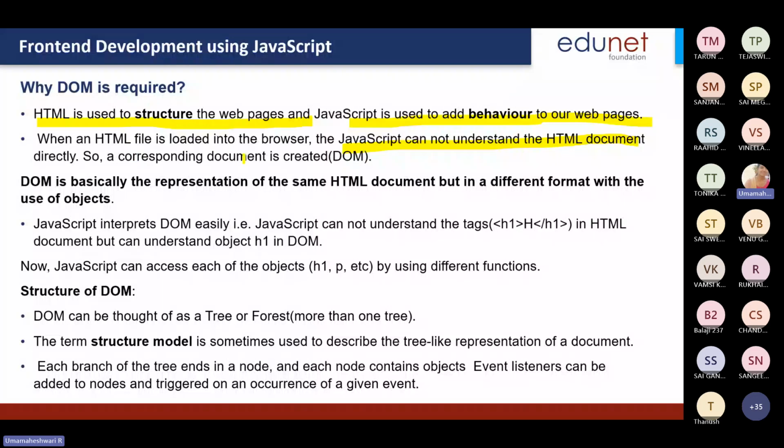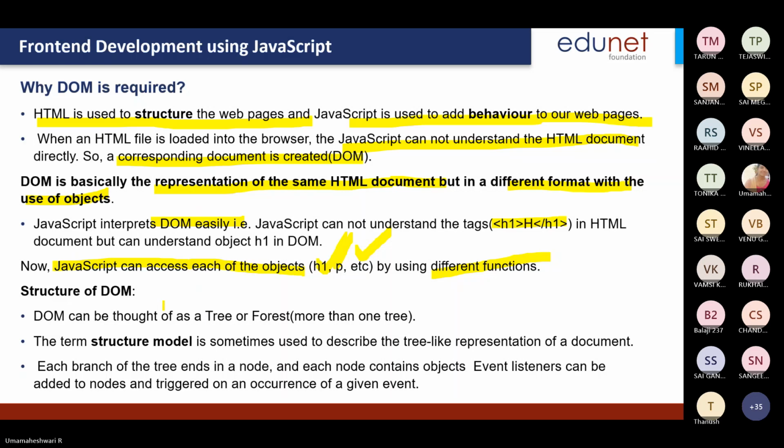So the corresponding document is created, which is the DOM. DOM is basically the representation of the same HTML document, but in a different format with the use of objects. JavaScript interprets a DOM easily. JavaScript cannot understand tags like h1 in an HTML document, but can understand the object h1 in the DOM. So now JavaScript can access each object, h1, p, and so on, by using different functions.